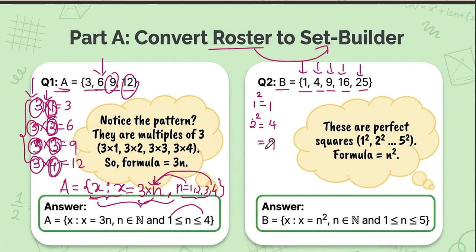So how to write 9? 9 means nothing but 3 square. 25 means 5 square. So what is the common here? You can see that power is common here. 2 is common in the power. Okay. So how to write set builder form?